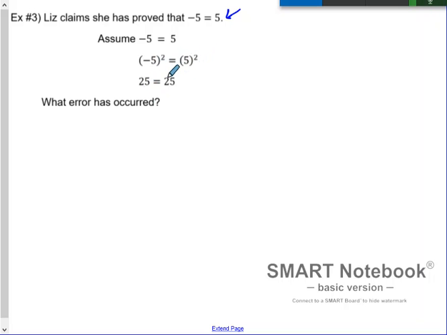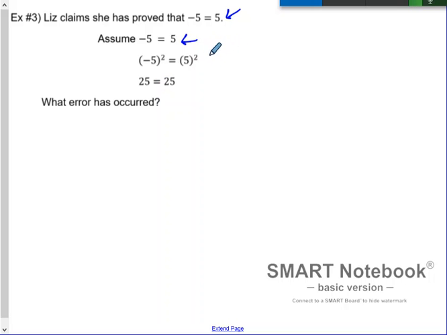So yeah, these two numbers do equal each other, but there is an error here. Our error is that we are starting by assuming that negative 5 already equals 5. This is the thing that you're trying to prove. So you're trying to prove that negative 5 equals 5, but you're assuming it's already true at the start of this proof. So we're starting with a false assumption.